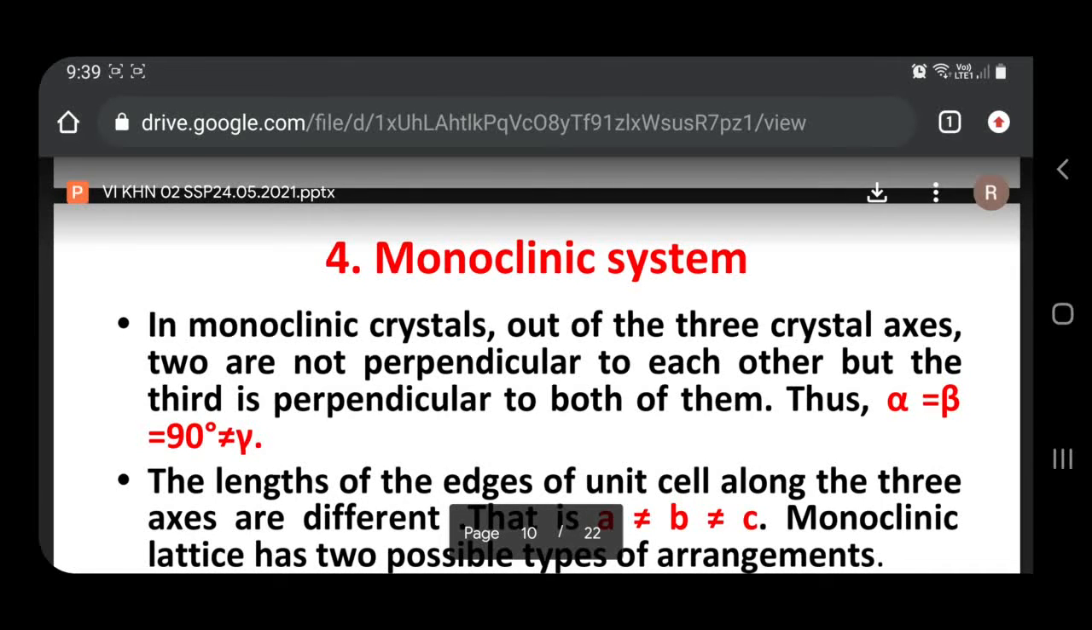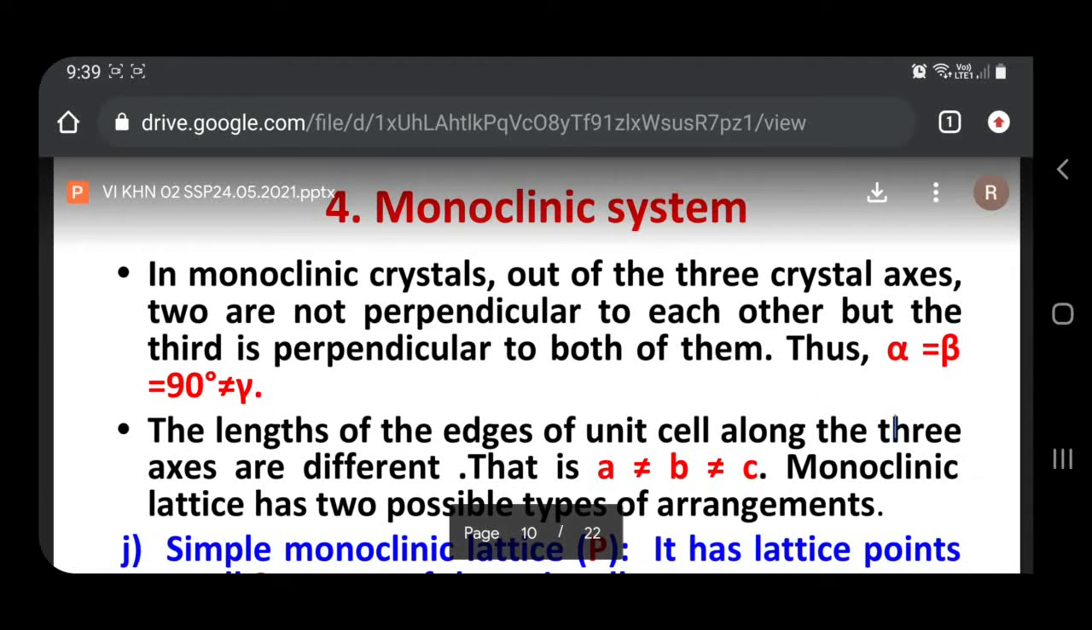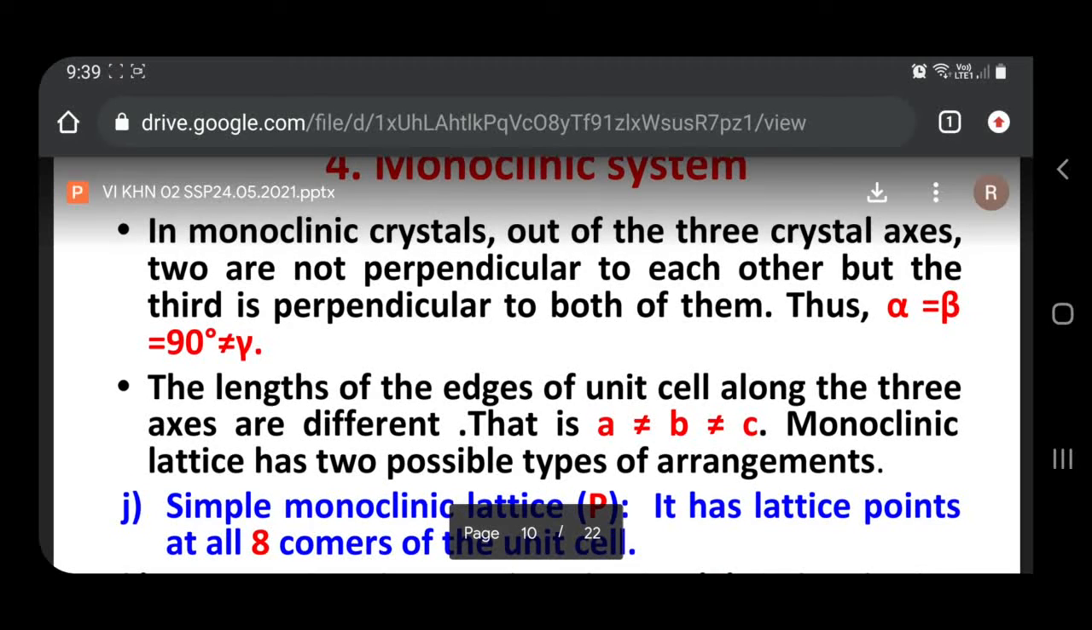So coming to the fourth crystal system, monoclinic system. In monoclinic crystals, out of 3 crystal axes, 2 are not perpendicular to each other, but the third is perpendicular to both of them. So the relation among interfacial angles is alpha is equal to beta, each is equal to 90 degree, and the third one, which is not equal to 90 degree, that is gamma. It's not perpendicular to each other.